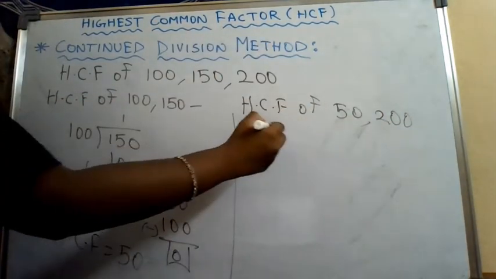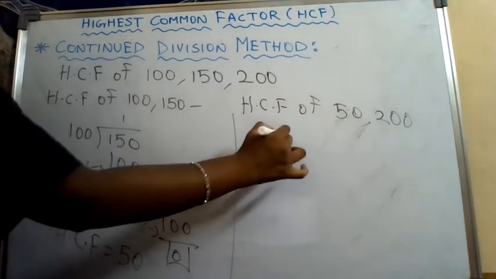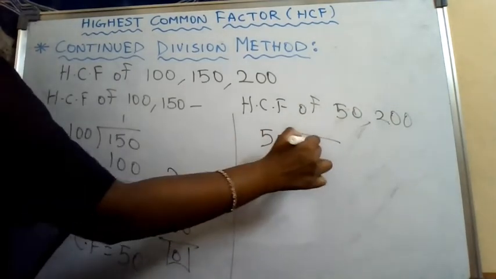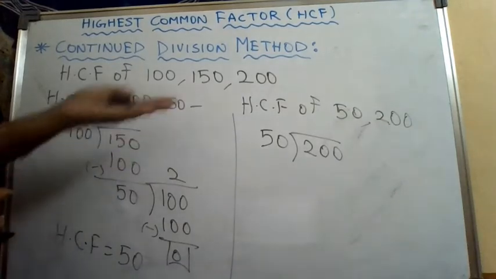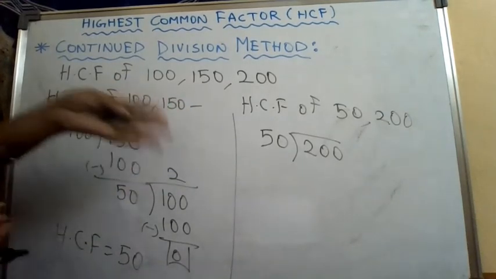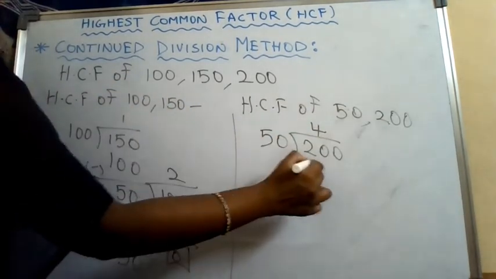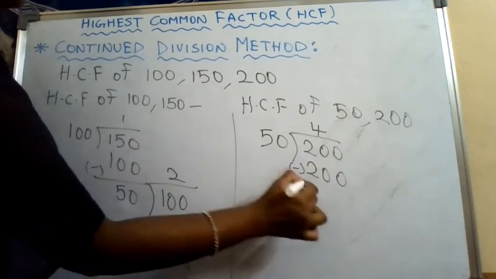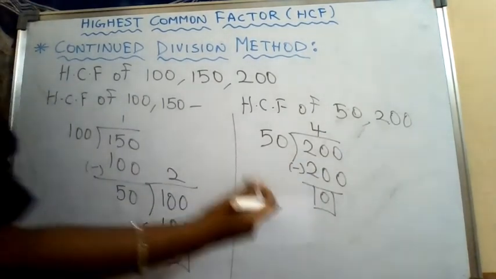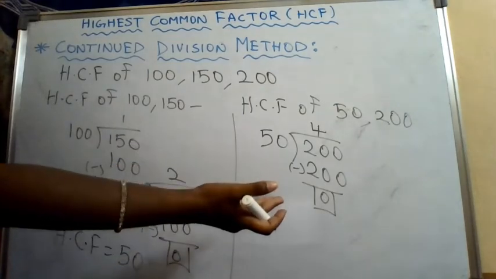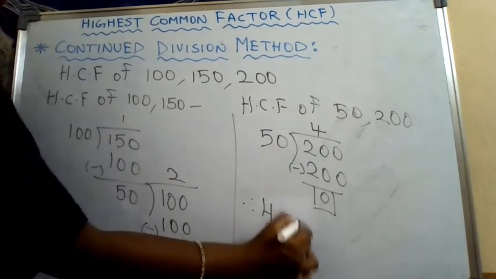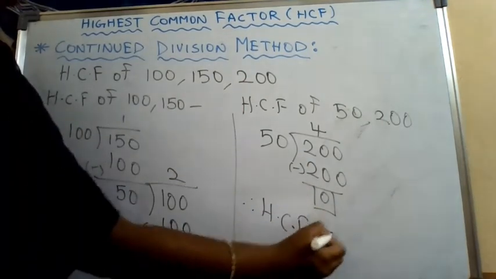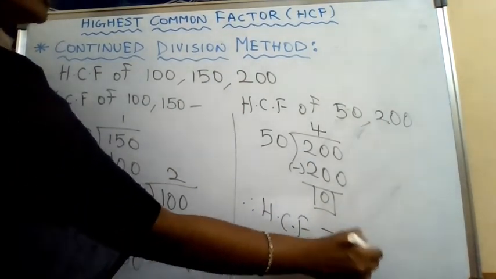Now tell me, what is the smallest number? 50. So write it outside and take the largest number, 200, inside. Just read out the 50 table: 1 fifty is 50, 2 fifties are 100, 3 fifties are 150 and 4 fifties are 200. Now tell me, what helped you in getting 0 as the remainder? 50. So therefore, the HCF of all the 3 numbers is equal to 50.